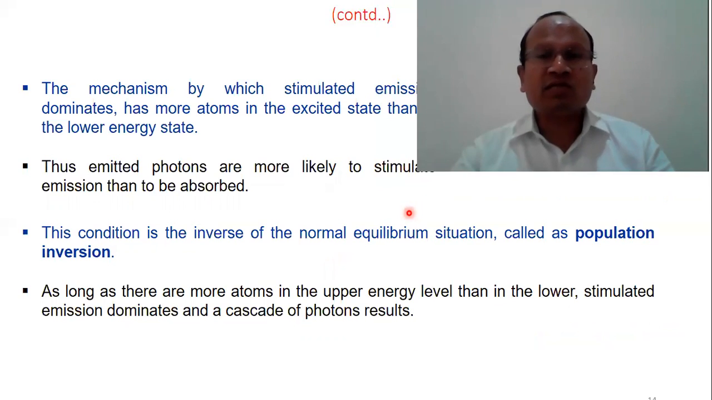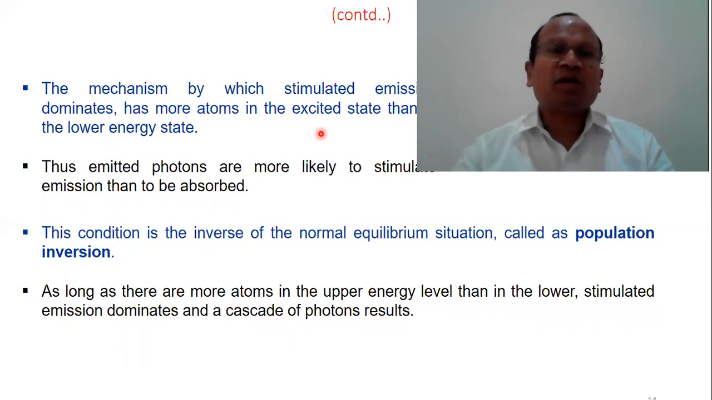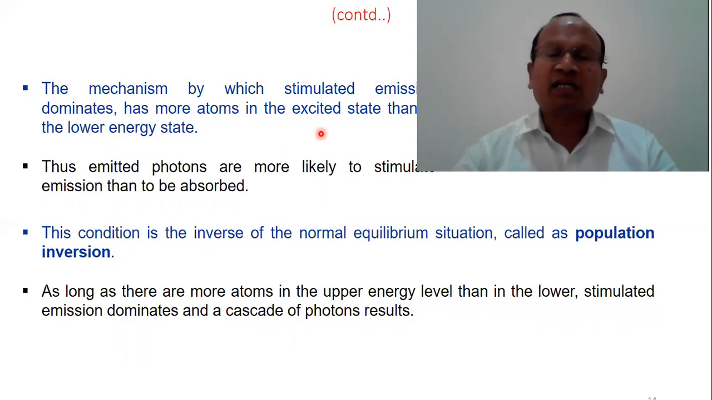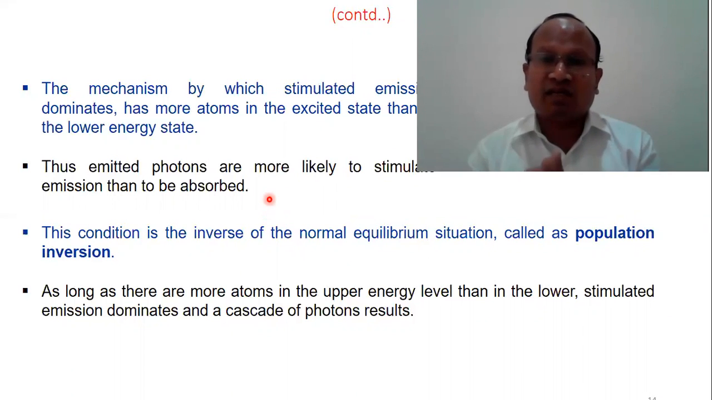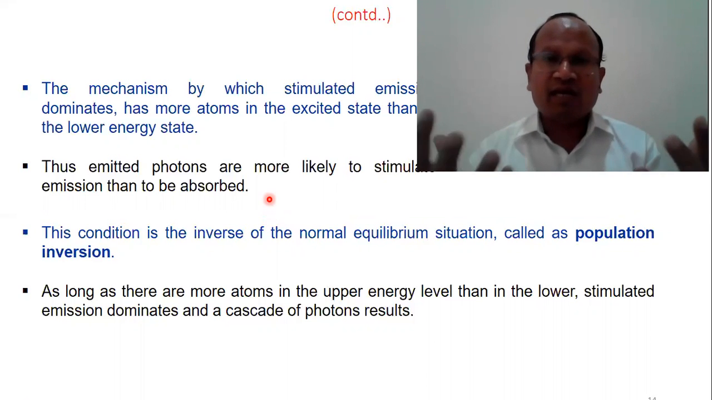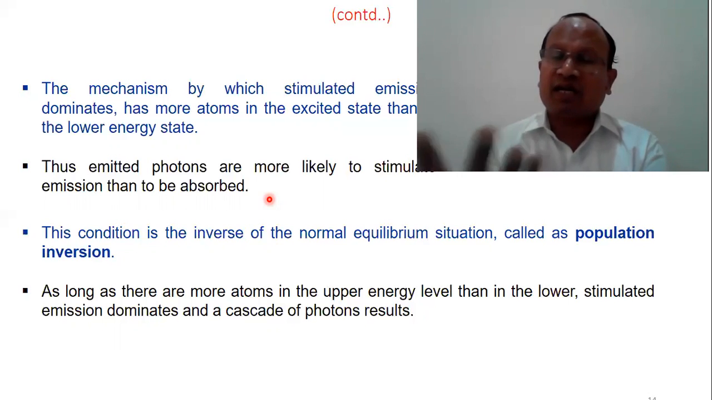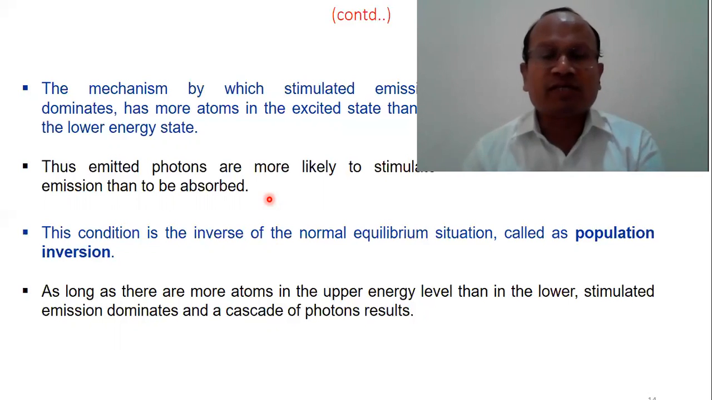I have included the source from where it has been taken. We are mainly focusing on stimulated emission. The mechanism by which stimulated emission dominates, as I told you, is the dominance of the stimulation effect, because more and more carriers in the excited state are falling down to the low energy level. That causes emission of more and more photons. So the emitted photons are more likely to stimulate emissions than to be absorbed. The excited carriers will get stimulated rather than absorbed. They are already at the excited state, and there is continuous stimulation from outside coming in the form of photons.